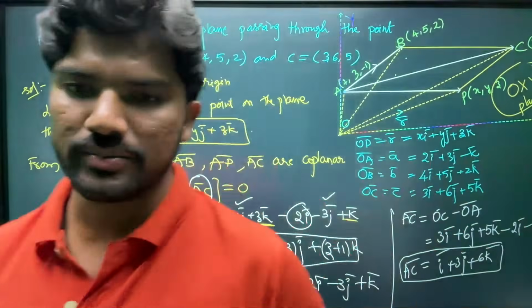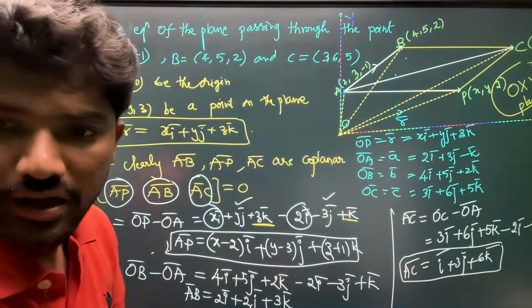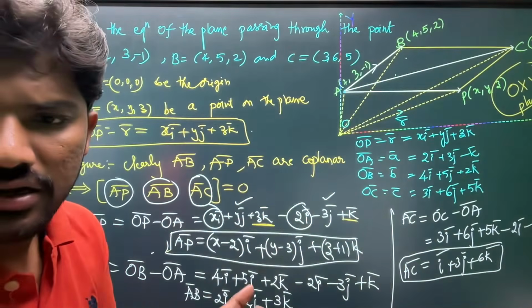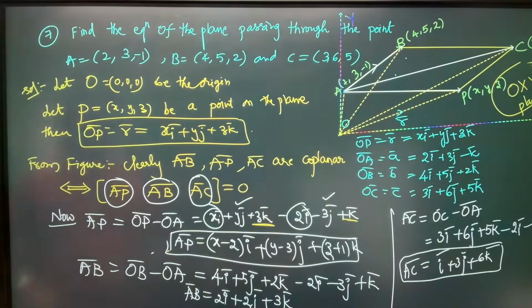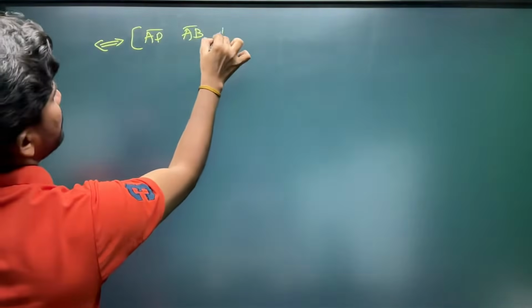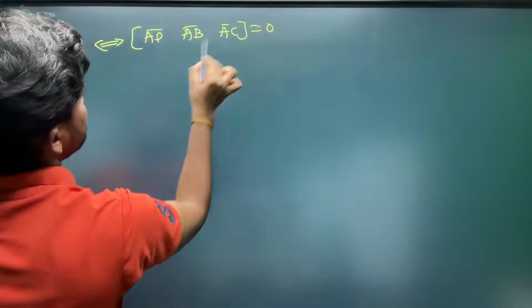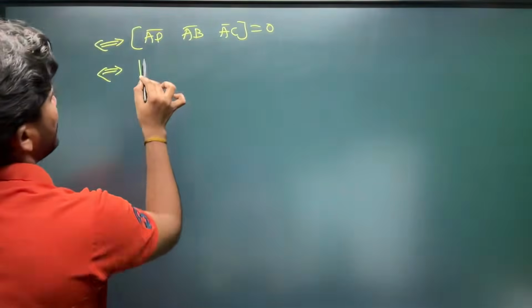After getting the values, see next. According to the condition, if and only if the box of AP bar, AB bar, AC bar is equal to 0. So what is the meaning of box? Box is nothing but modulus.